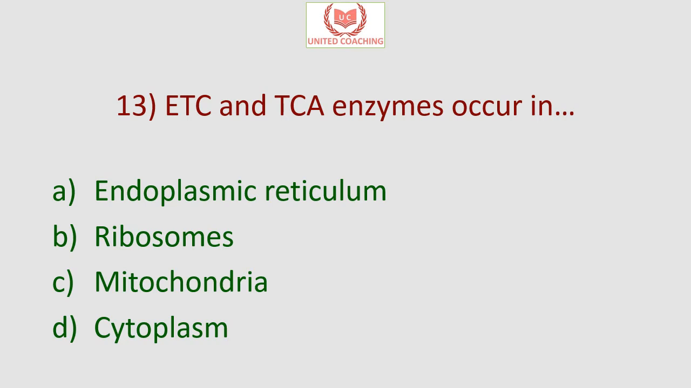Our next question is: ETC and TCA enzymes occur in. ETC is the electron transport chain and TCA is the tricarboxylic acid cycle, and their enzymes occur in. Is it endoplasmic reticulum, ribosomes, mitochondria or cytoplasm? The answer is mitochondria. Both these reactions, ETC and TCA, occur in mitochondria, so obviously their enzymes would also be in mitochondria.